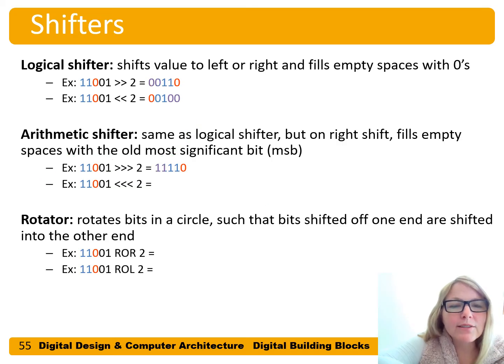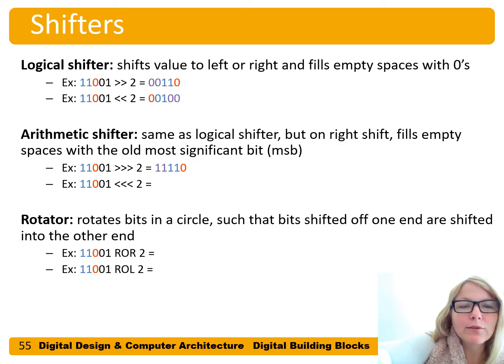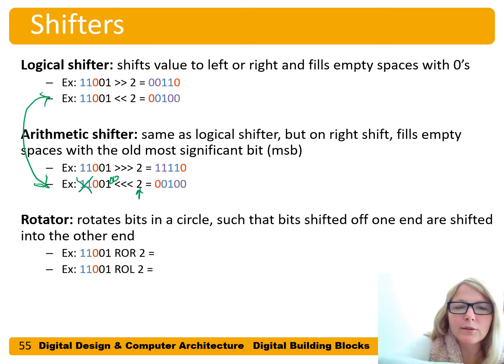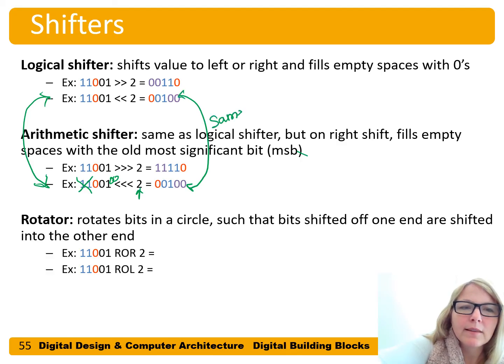For left shifts, these are the same. Logical and arithmetic left shifts are the same. We shift off our 2 bits off of the left, and we shift in zeros on the right. And so we get 0, 0, 1, 0, 0, and you can see these are the same. So logical and arithmetic left shift is the same, but right shift may differ.